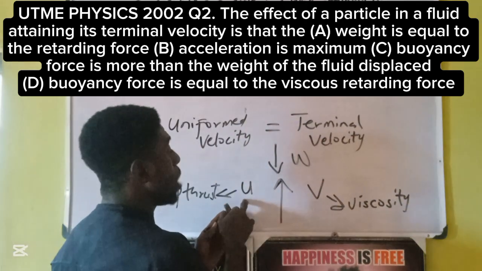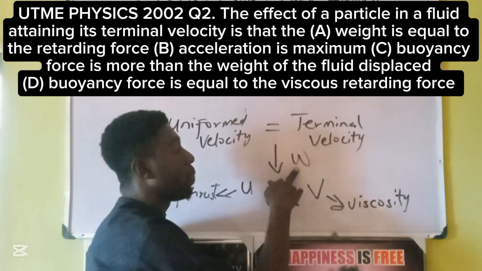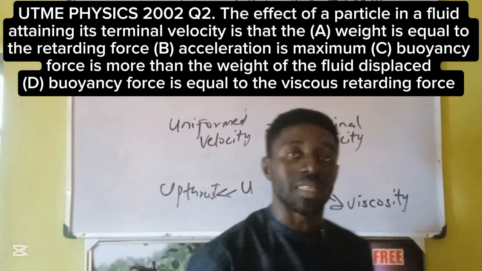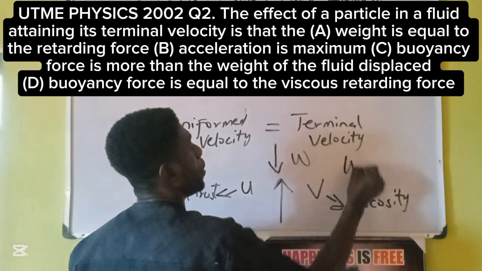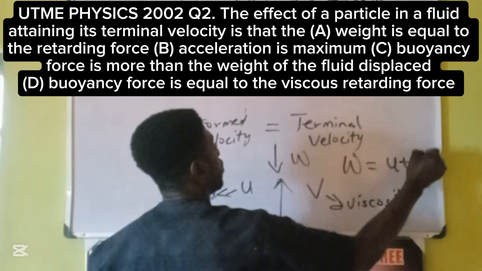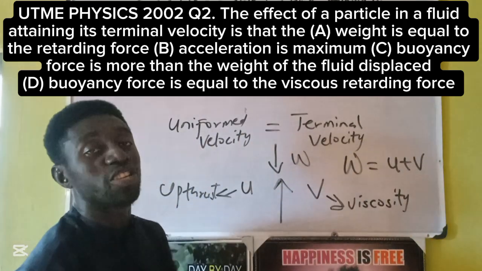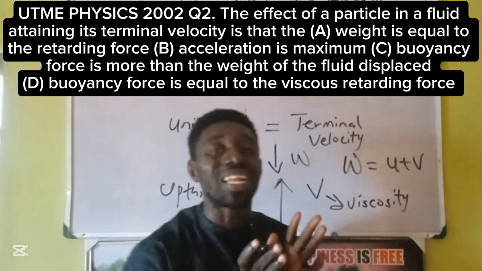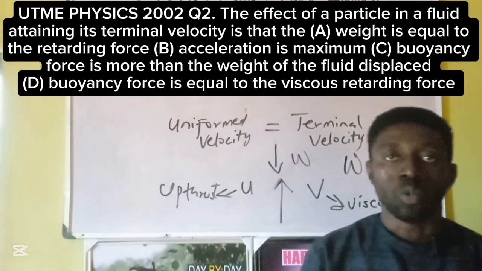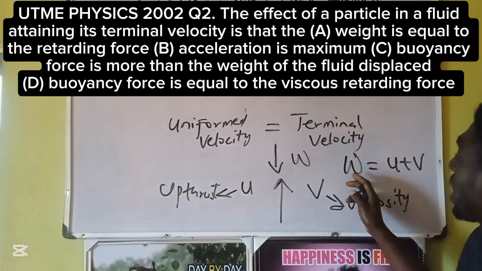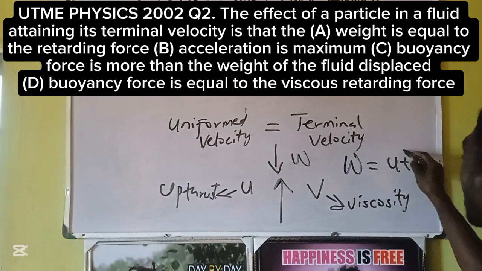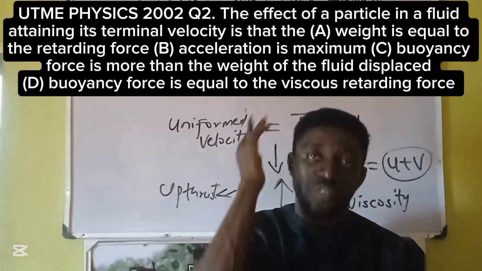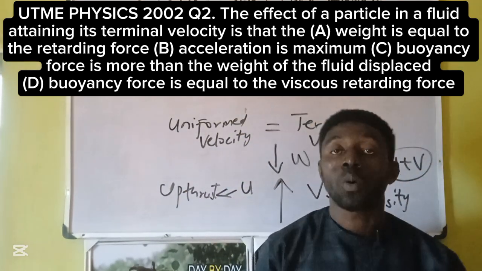And once U and V work together to cancel W, the parachuter begins to fall at terminal velocity. Mathematically, when W becomes equal to U plus V, then terminal velocity is achieved. The upthrust and the viscosity are pushing against the weight of the parachuter with the parachute. So as soon as the weight is being cancelled by addition of these two forces known as retarding forces, terminal velocity is attained.